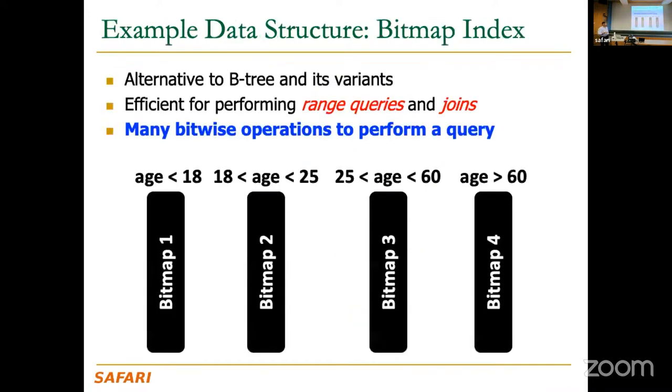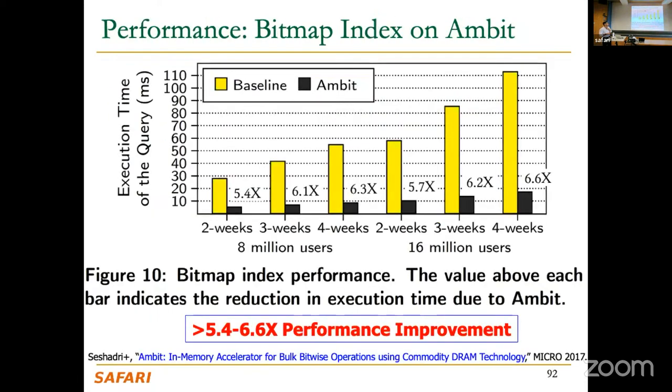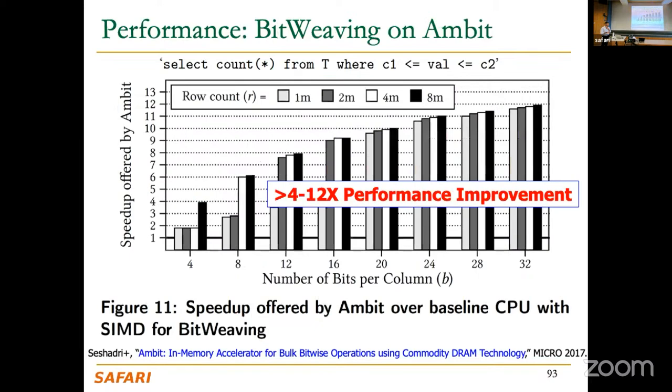bitwise operations. So in the Ambit paper, they take one of these applications. In this case, a data structure called a bitmap index, and implement this bitmap index operation using Ambit itself. So basically, you have several tables, and you're going to apply a filter on top of these tables, and this filter can be seen as either an OR or a NOT operation. For example, you have a database query that you want to filter by people whose age is less than 18 or between 18 and 25 and so on and so forth. So you can do this with OR operations or AND operations. And as you can see here, if you do that in Ambit, you get great performance compared to a baseline CPU system.